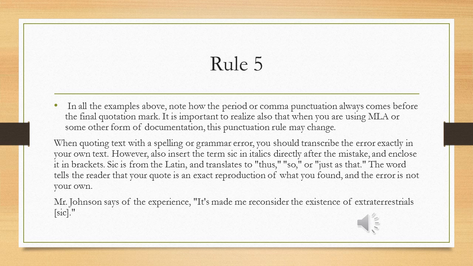So Rule 5 states, when quoting text with a spelling or grammar error, you should transcribe the error exactly in your own text. So don't fix it for them. Leave it as is. However, also insert the term [sic] in italics directly after the mistake and enclose it in brackets. Sic is from the Latin and translates to thus, so, or just as that. The word tells the reader that your quote is an exact reproduction of what you found, and the error is not your own. So don't worry about it. They'll know that it's not your mistake.